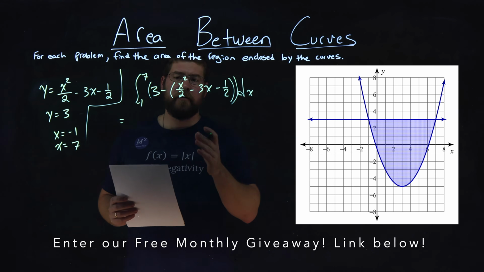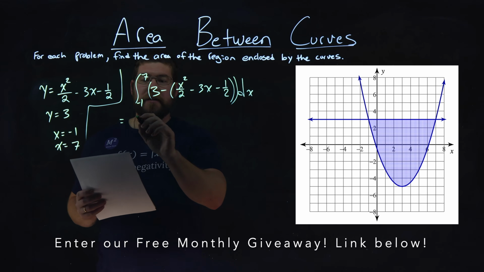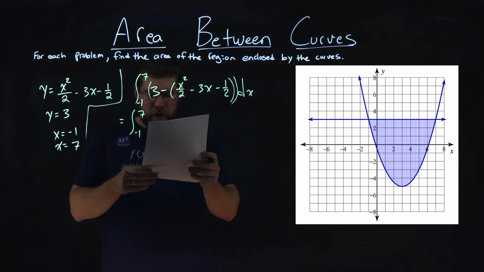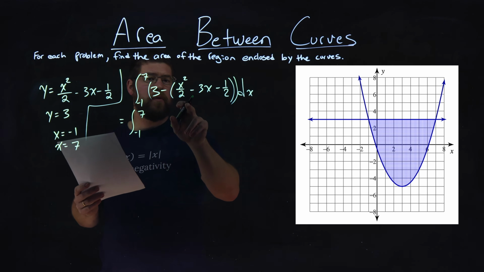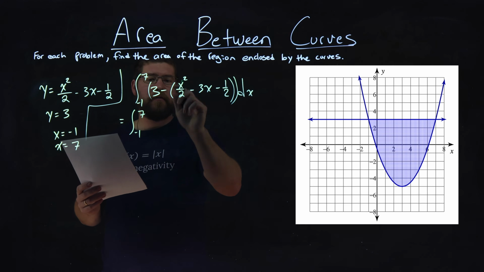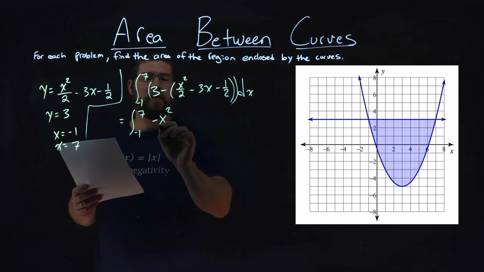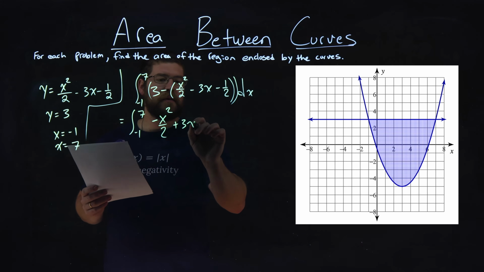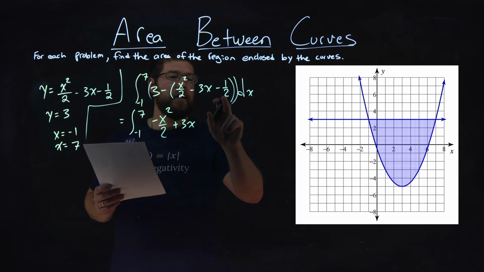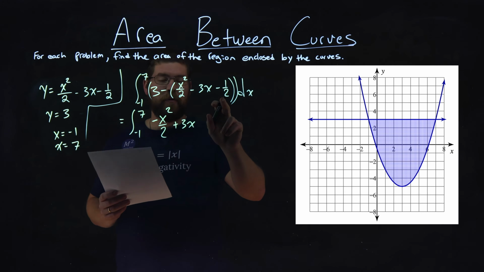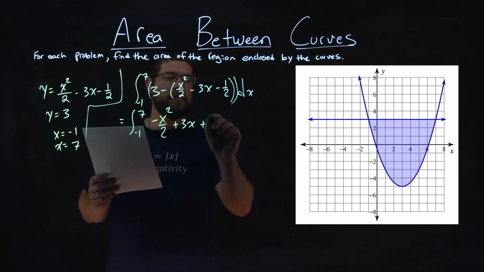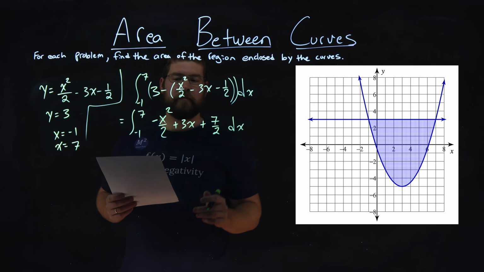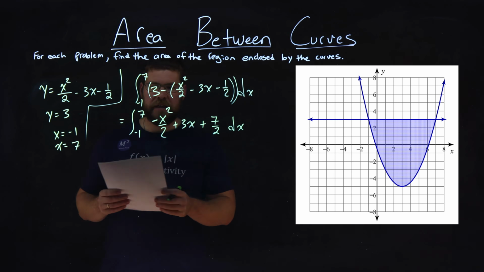So from here, we want to combine our like terms, from -1 to 7, and we can see where we can add things now. I like to put things in order too. The first one's the x squared, so we have negative x squared over 2, and then minus a negative is plus a positive 3x. Here we can combine our like terms: 3 minus a -1/2 is plus a positive 1/2, which is 7/2, dx.